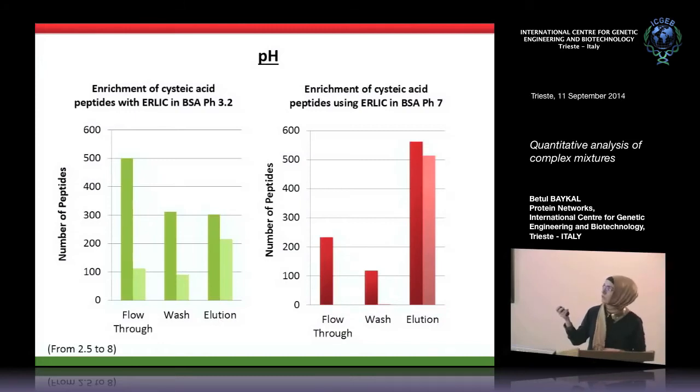The pH was 3.5. I mean, there is an enrichment, but however, it's not very efficient. However, when we play with the pH, we realize that at pH 7, we are getting a good enrichment. This is the total amount of peptides. It's the peptides with cysteic acid. And you can see in elution, most of them are peptides with cysteic acid.